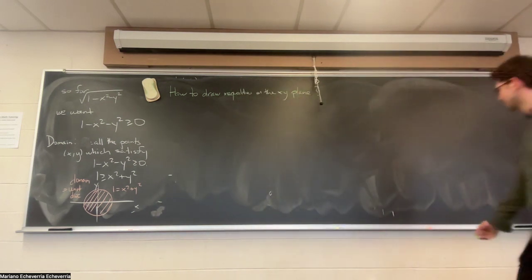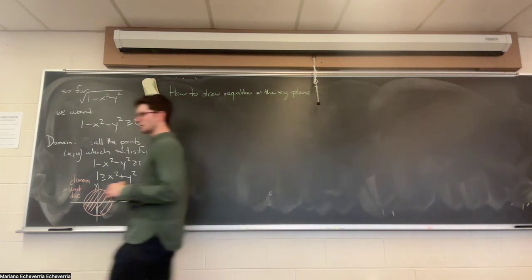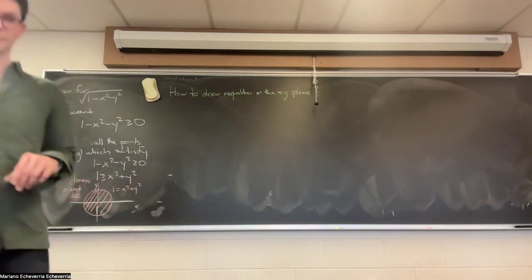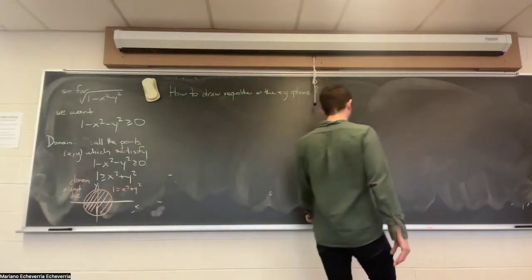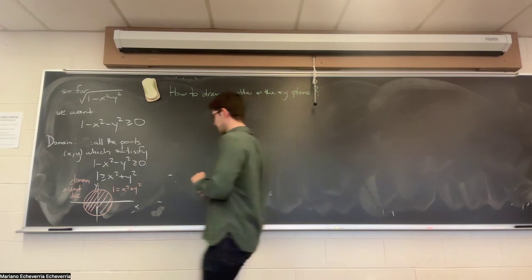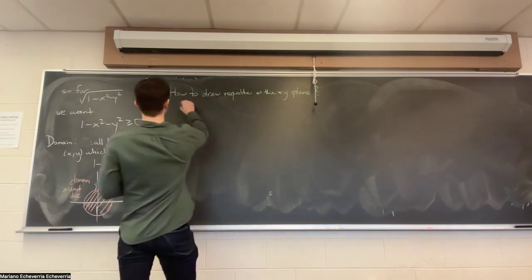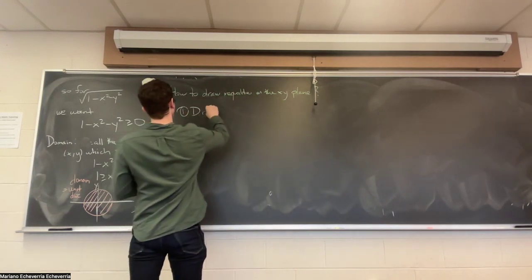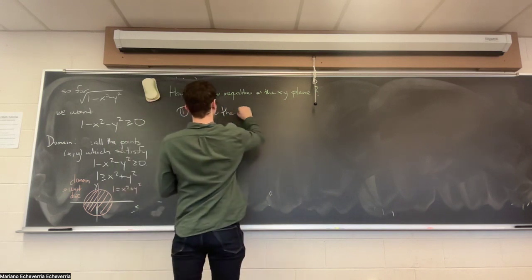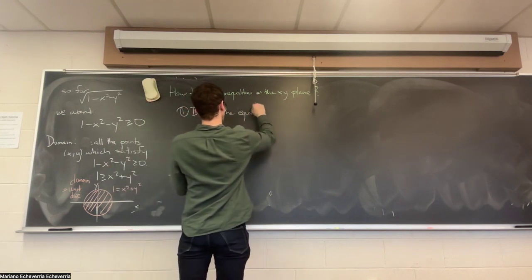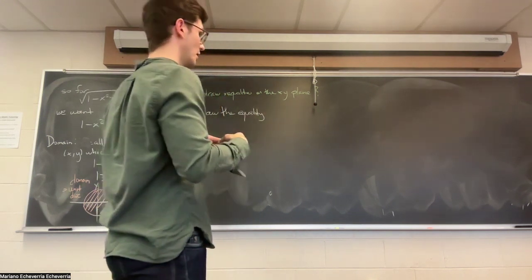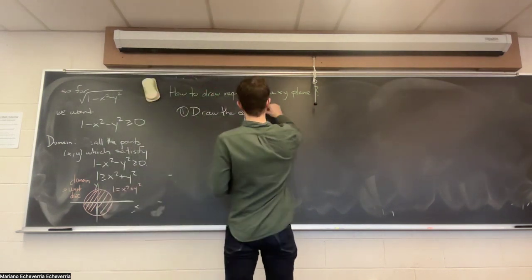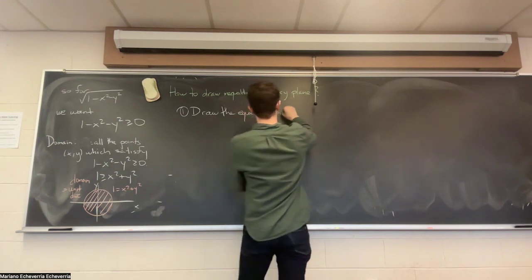So it's basically 2 steps, and I'll show this again with a different example. To draw an inequality in the plane, you draw the equality first. So step 1 is to just draw the equality, which will be a curve on the xy plane.